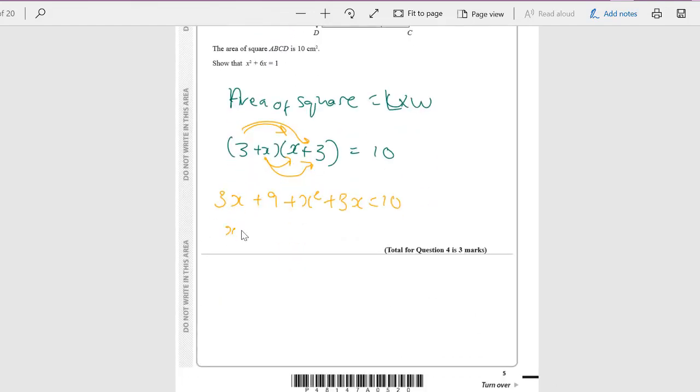Then just writing this as follows, so collect the like terms, and then if we take this to the other side, it becomes negative. So we have 10 minus 9, which gives us 1, and that shows what we were asked to show.